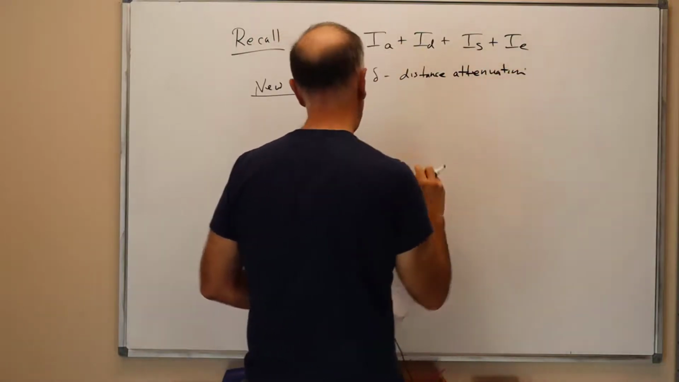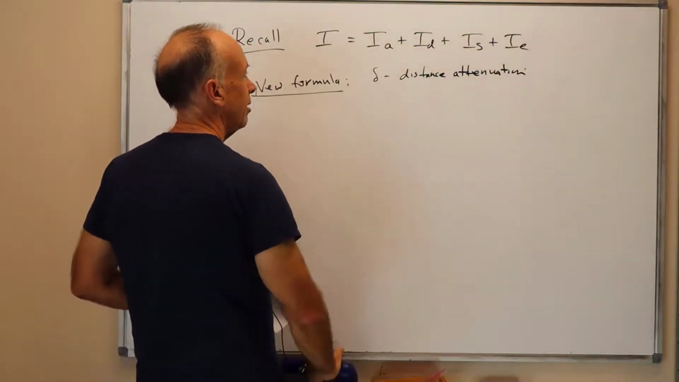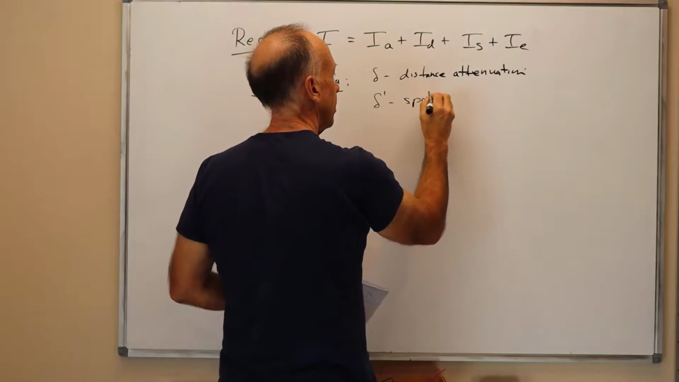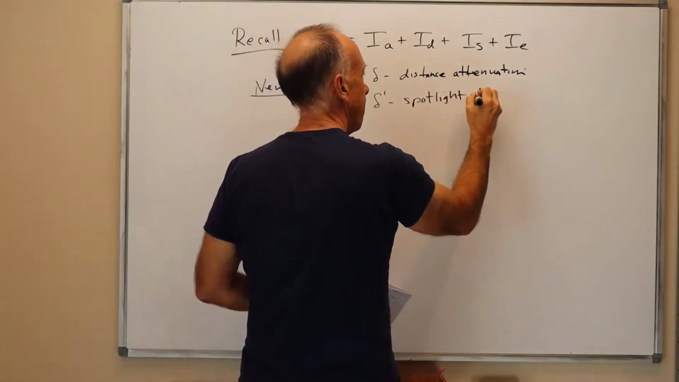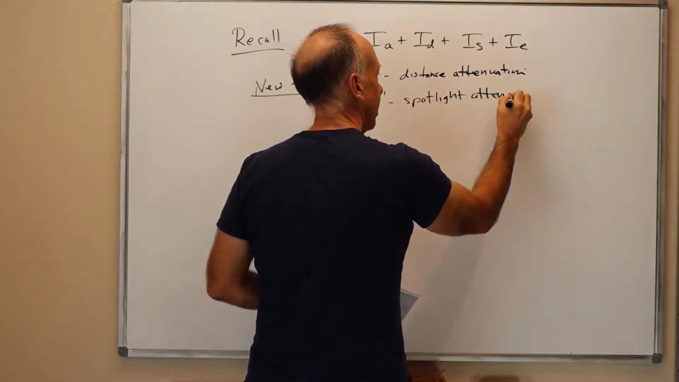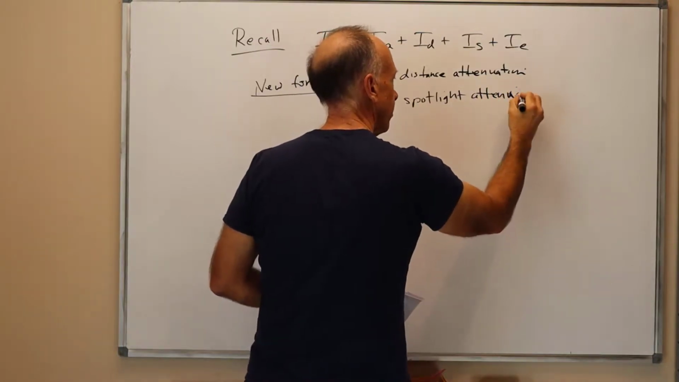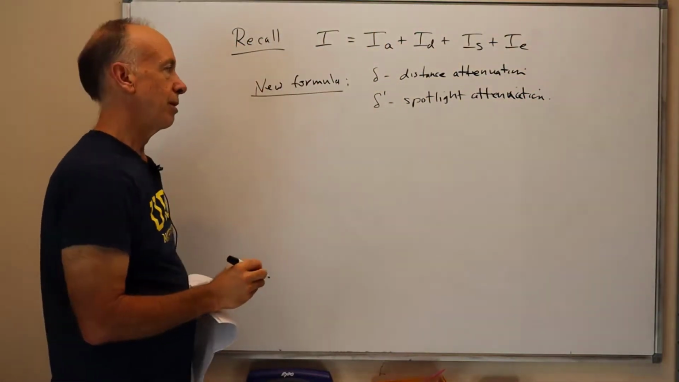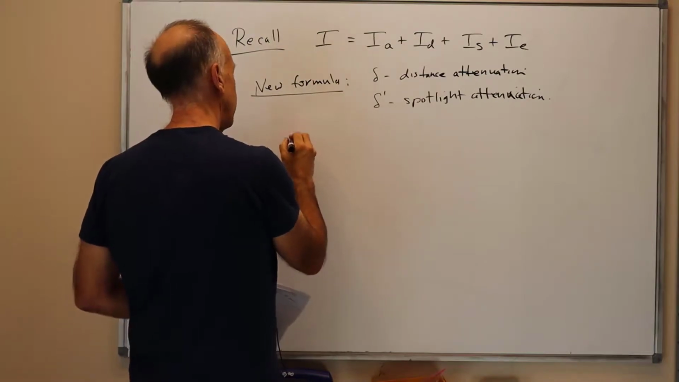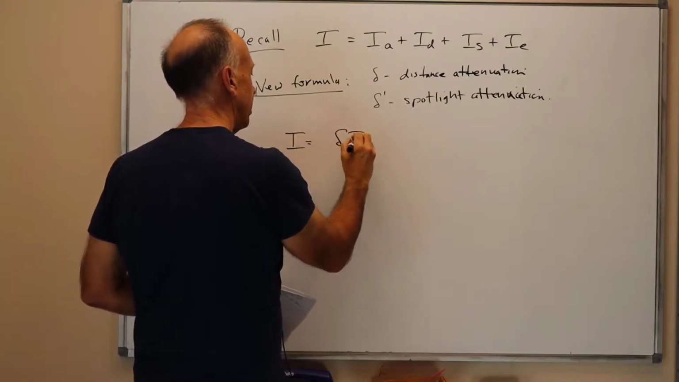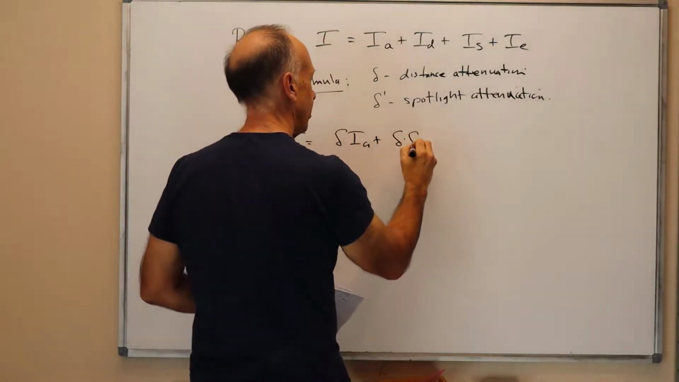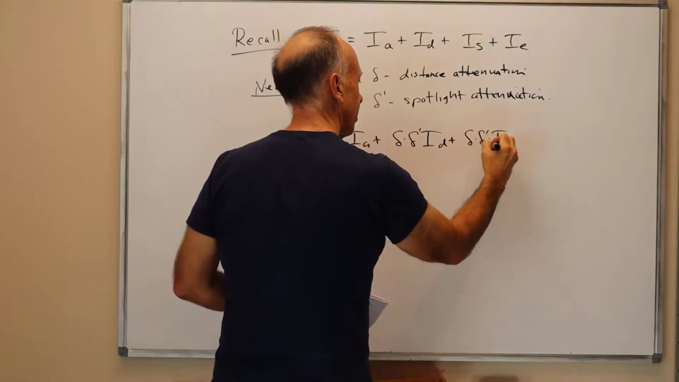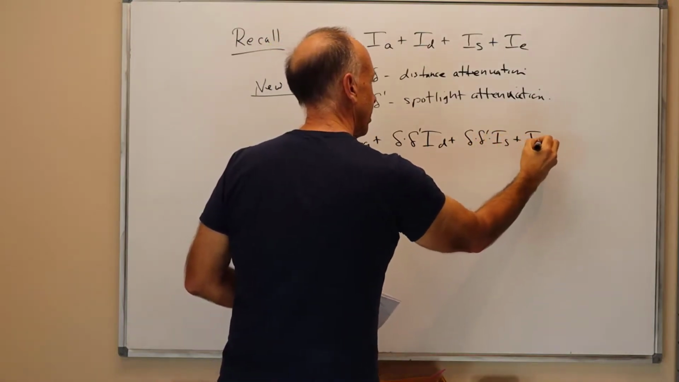We're going to let delta, the distance attenuation, affect the ambient light, the diffuse light, and the specular light, and delta prime, the spotlight attenuation, will affect just the diffuse and specular light. If the light is not a spotlight, we'll just use delta prime equal to 1, so it would have no effect. So the new formula is I equals delta times IA plus delta times delta prime times ID plus delta prime times IS plus IE.